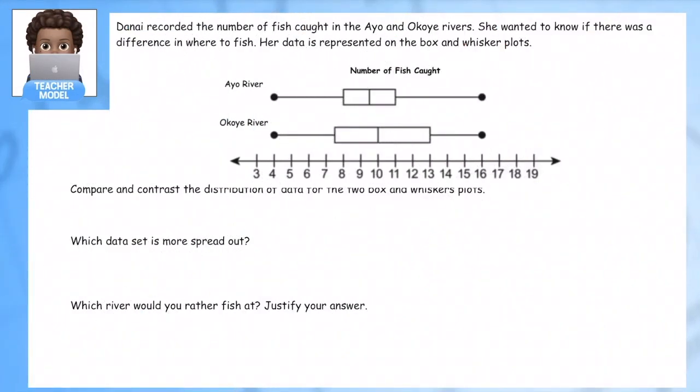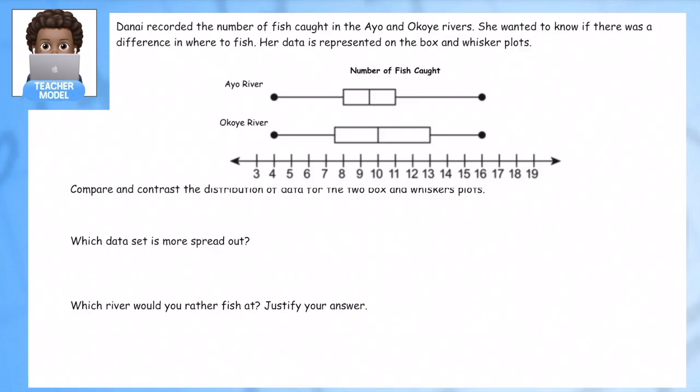Denai recorded the number of fish caught by Ayo and Okoye rivers of India. She wanted to know if there was a difference in where to fish. Her data is represented in the box and whisker plots. So just looking at these two data sets, first thing you're probably noticing is that they have the same range. So they both go from 4 to 16. What else do you see? What else do you notice?